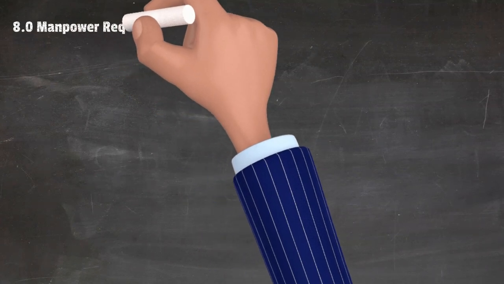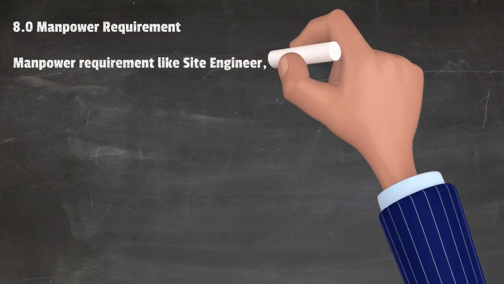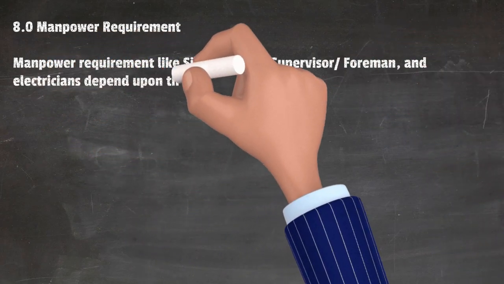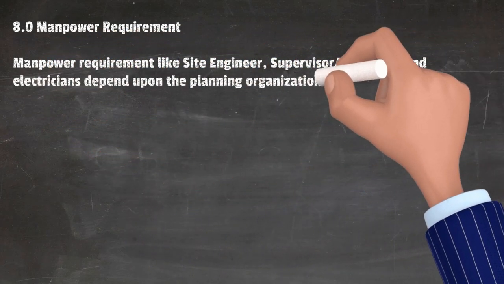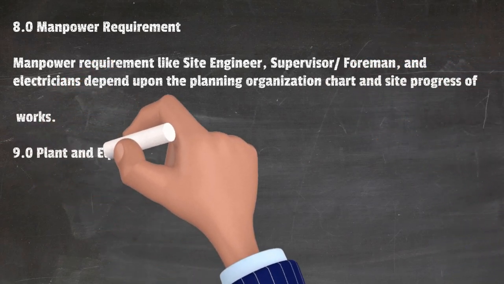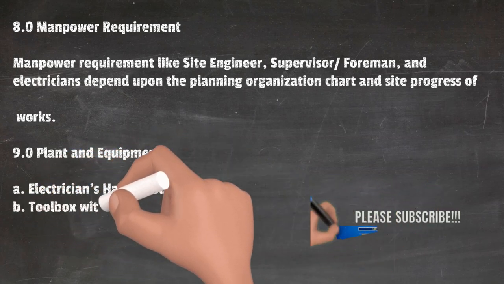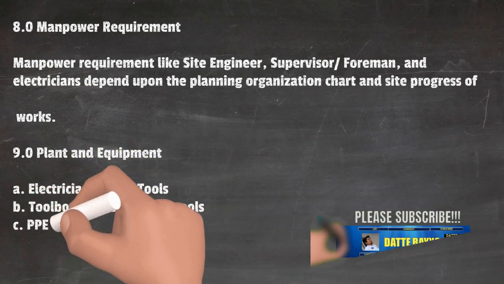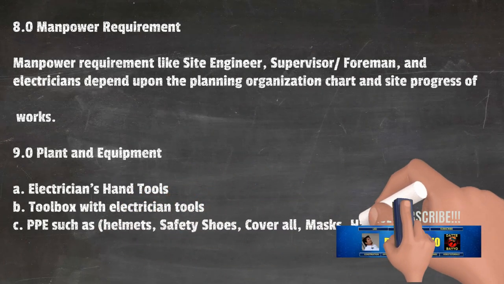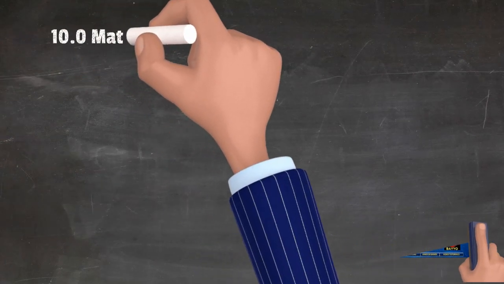Manpower requirement. Manpower requirement like site engineer, supervisor/foreman, and electricians depend upon the planning organization chart and site progress of works. Plant and equipment. Electricians hand tools. Toolbox with electrician tools. PPE such as helmets, safety shoes, harness, masks, hand gloves and goggles.